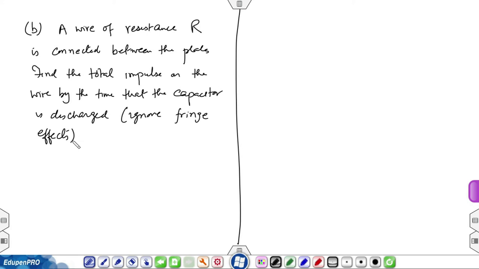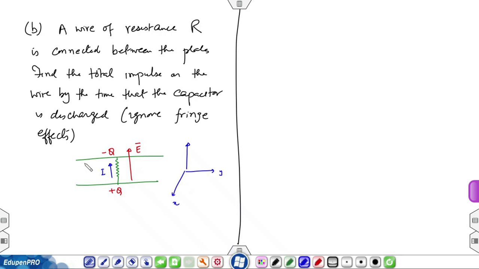So, this discharge is going to be through the wire. What we have now is, here are the plates and here is this wire connecting the two. Let me make the x, y and the z axis. So, you have this E, which is going up. So, this is plus Q, minus Q. There will be a current I in the wire. There is a B, which is in the x direction. So, B is coming out. And therefore, as the current passes through the wire, there is going to be a force on it, and we want to calculate the impulse of that force.